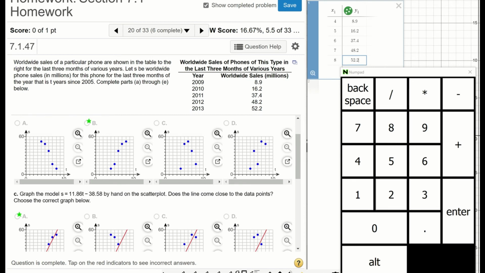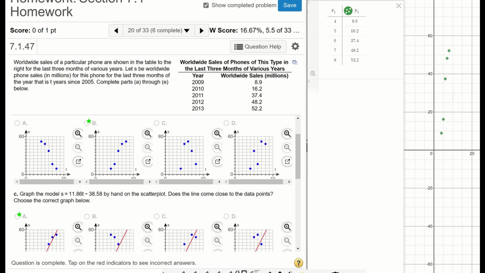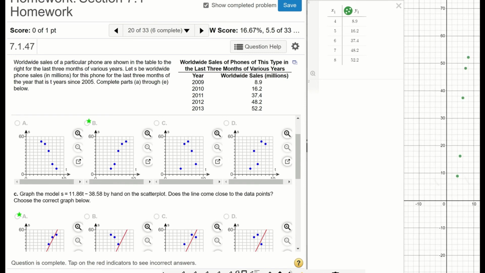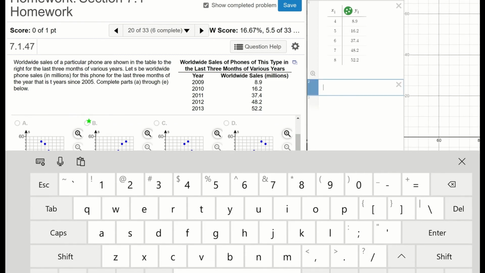Okay, so 52.2, there is the scatter plot. So notice you have the scatter plot. Of course, this is not to scale, so you have to use the same scale on the X and Y to see it better or more like this one. But just to get you the line, you're just going to type in.